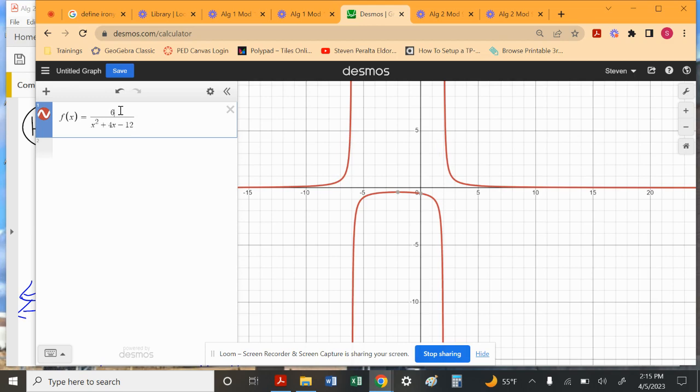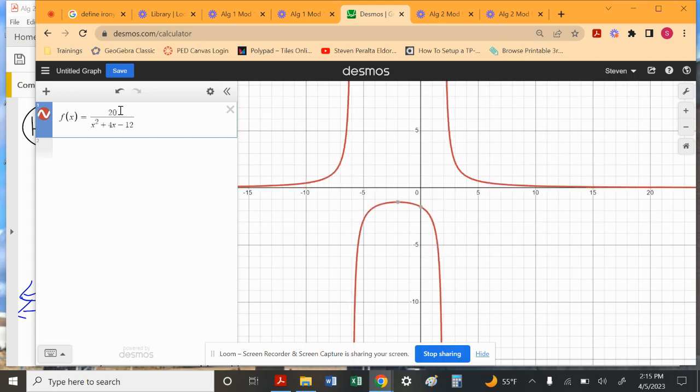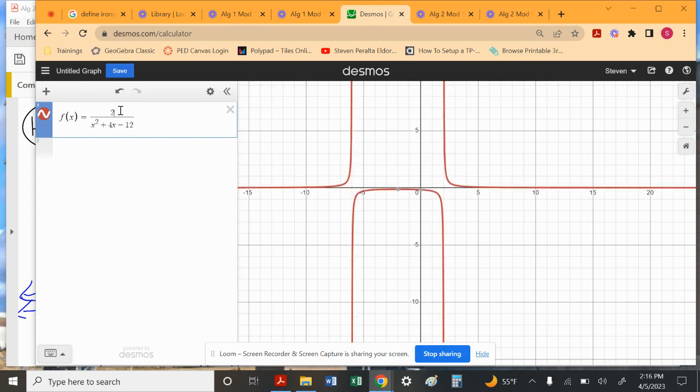Now notice if I change this to a 2, does it change it all that much? Not really, but if I change it to 20, notice it does make a difference. Okay, 2 and 6, not much of a difference, but 2 and 20, you can definitely see the difference and see what's happening there. Okay, that's it for reciprocal functions, and now we have a better idea of what these functions look like and how they shift around.